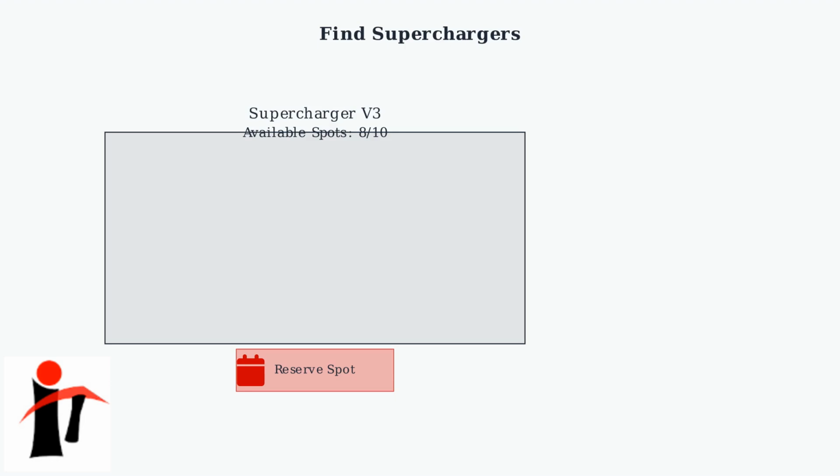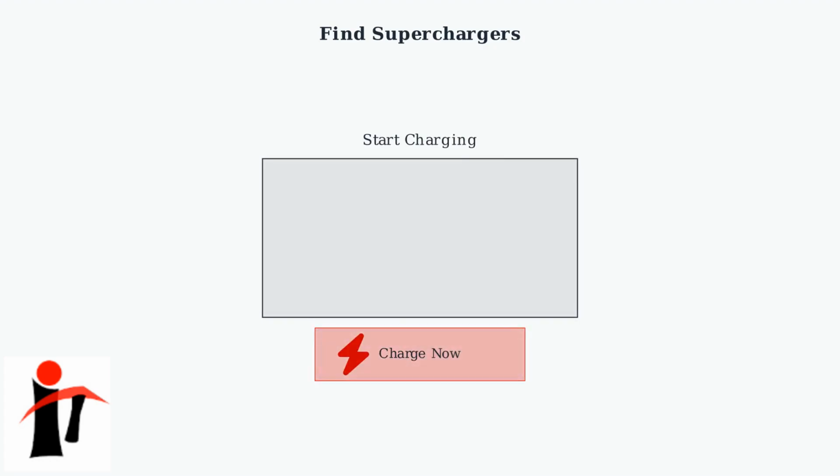If reservation is available at that location, you can reserve a spot in advance through the app to ensure it's ready when you arrive. When you're ready to charge, you can initiate the process remotely through the app. This starts charging your vehicle even before you arrive or while you're away from it.